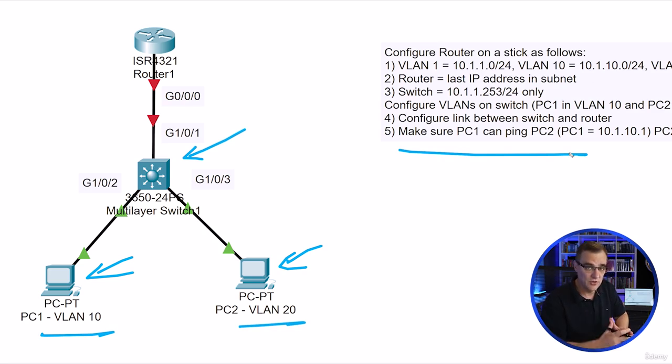That means you need to do additional configuration on the switch to get this to work. And there's a bit of a gotcha or a bit of a problem on the switch that you need to be aware of. Okay, so can you get this working?